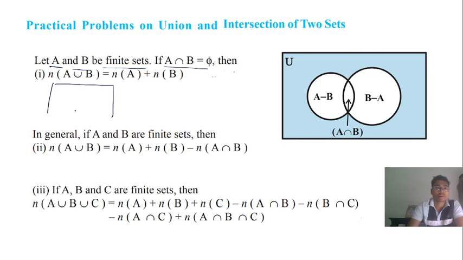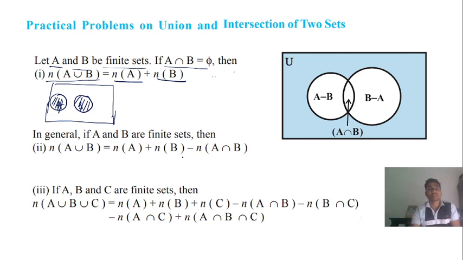So I am drawing the Venn diagram for the first case. Let A and B be two sets and they have no common element. No common element means they do not intersect each other. The Venn diagram of two circles will not intersect each other, so we get no element here. This is set A and this is set B. If you want to find the number of elements in A union B, then you will get the number of elements in A plus the number of elements in B.